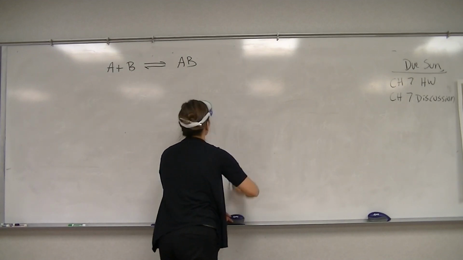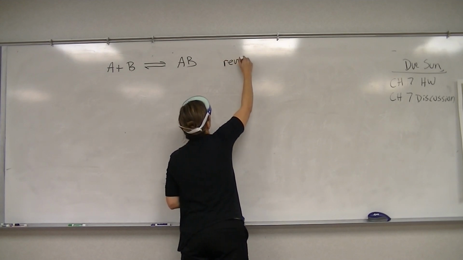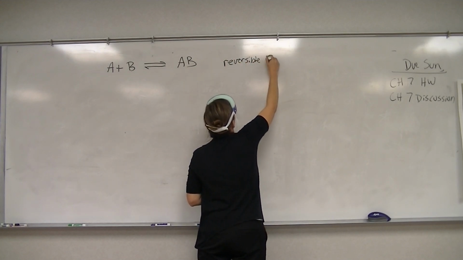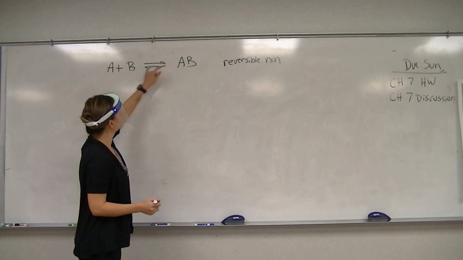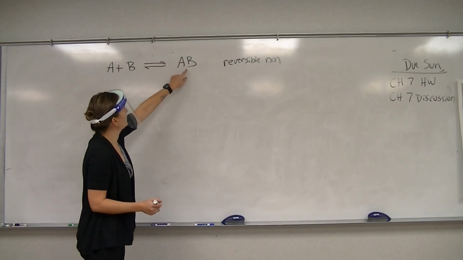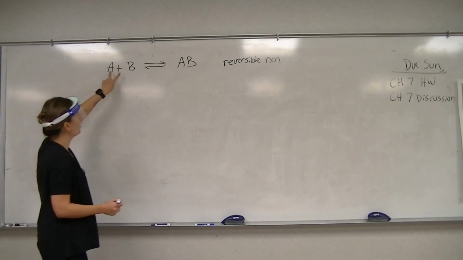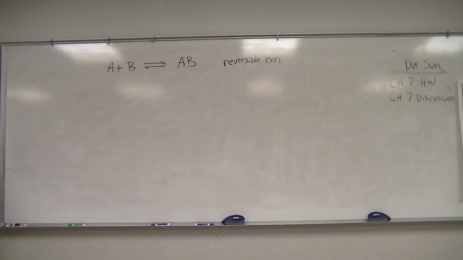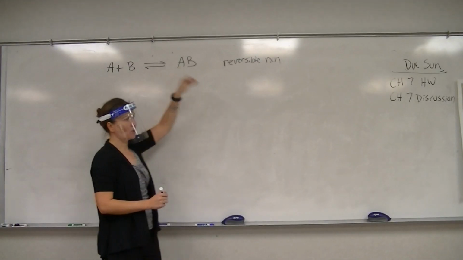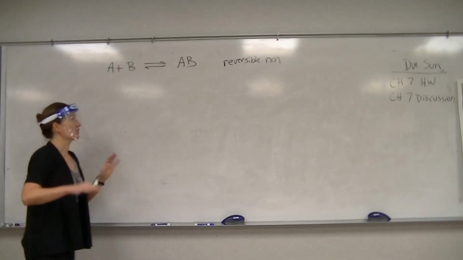Reversible. You'll see a two-headed arrow. So A and B can go to make AB, but AB might decompose back into its original counterparts. Okay, so this is called a reversible reaction. We don't have all of the reactants going to product and then we're done. It actually goes back and forth.